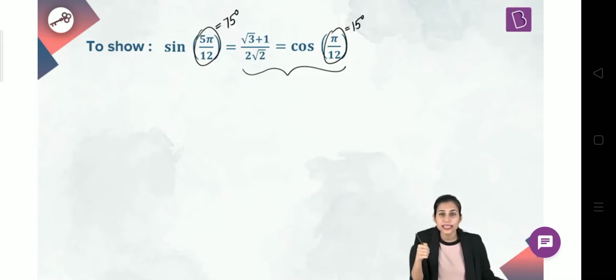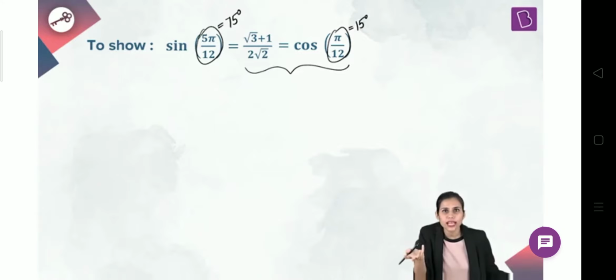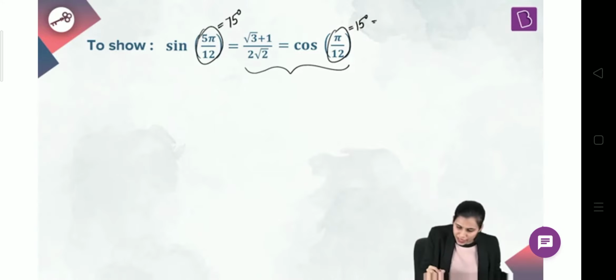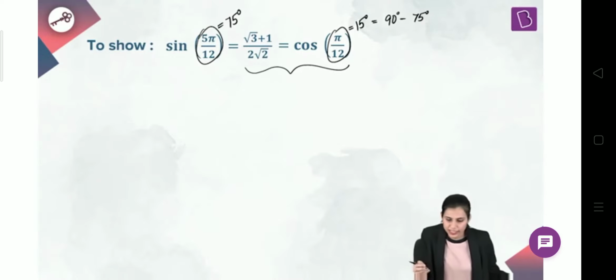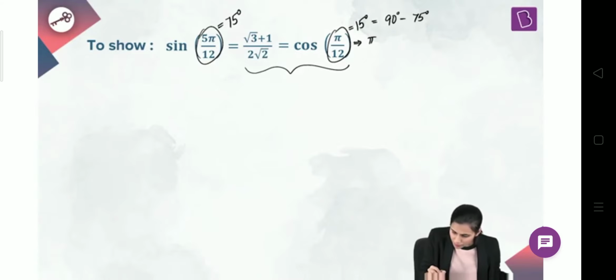That means, of course, there is a connection. These two are complementary angles, which means I can straight away write 15 degrees as 90 minus 75 degrees. That means if I convert it into radian, because originally my angles are given in the radian measure, what do I get? Pi by 12 is actually pi by 2 minus 5 pi by 12.